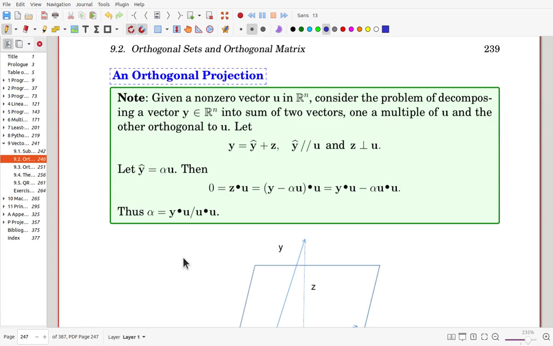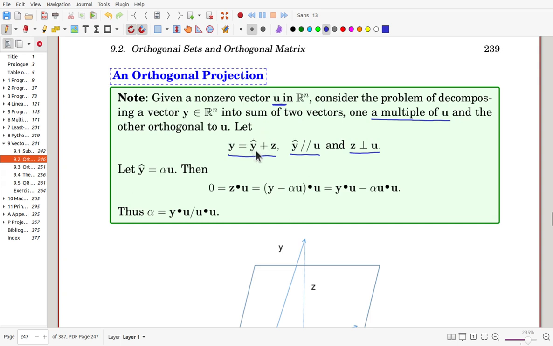Now we'll begin orthogonal projection. Start with a non-zero vector u in Rn. Consider the problem of decomposing a vector y into a sum of two vectors, one a multiple of u and the other orthogonal to u. That means y is y hat plus z. Now y hat is parallel to u, that is the same as a multiple of u. So y hat is parallel to u and z is orthogonal to u. In this way, we try to decompose the vector y.